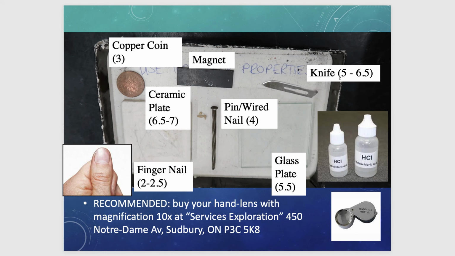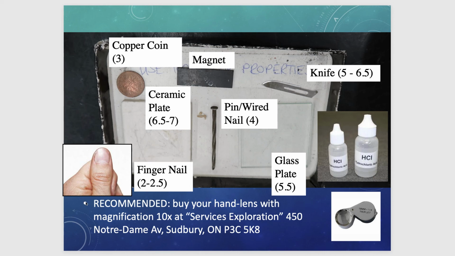The knife is quite hard, between 5 and 6.5, and it's also pointy. It's quite useful if you have a small specimen and you want to test the hardness. Of course, if you can scratch the mineral with one of these tools, you will know that the mineral usually has a lower hardness.